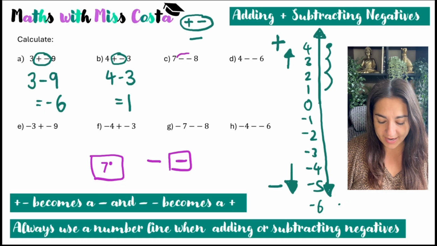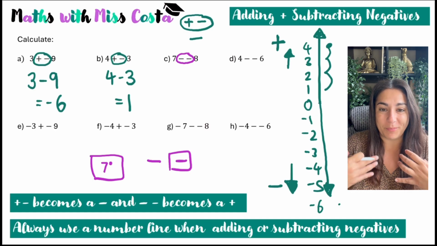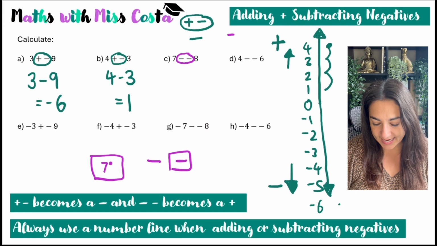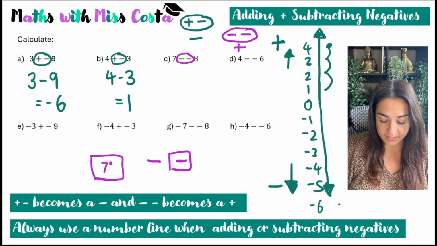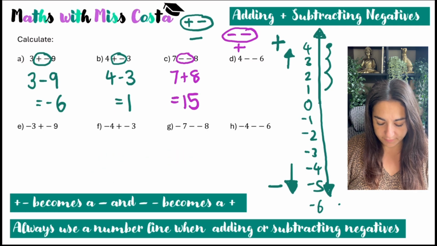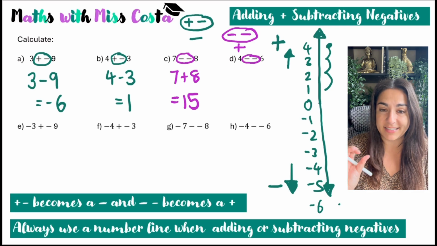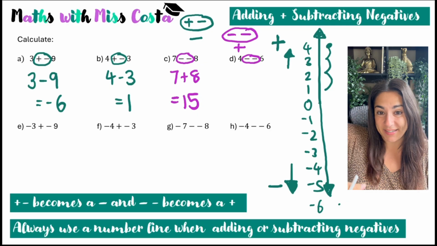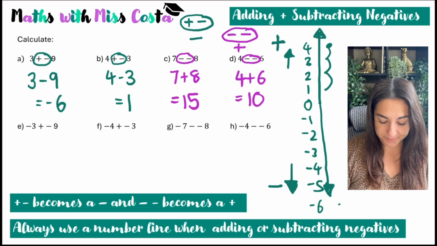So if I'm subtracting a negative, the effect that has is that it actually makes it positive. So if you see a negative and a negative next to each other, I want you to rewrite the signs as a positive. So subtracting a negative makes the number larger. So 7 take away minus 8 is the same as 7 plus 8, which is 15. So again, over here, I've got 4 minus negative 6. That's two negative signs next to each other. And subtracting a negative is the same as adding. So that's going to be 4 plus 6, which is 10.